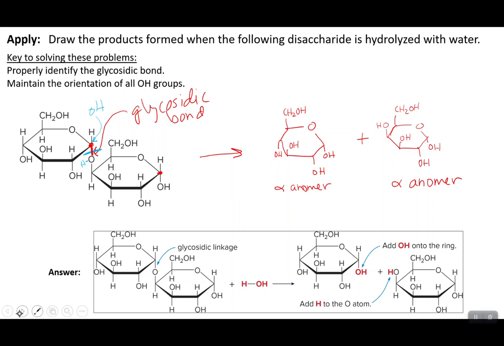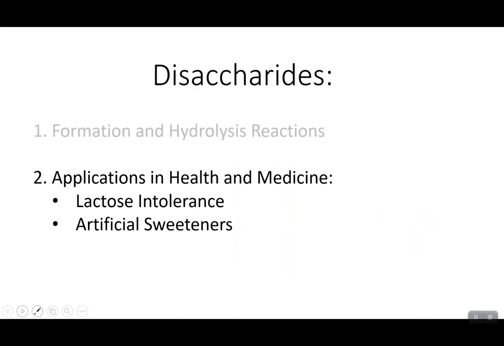Okay, so that is the formation and the hydrolysis reactions of disaccharides. You just replace the OH on your anomeric carbon in the first monosaccharide with the oxygen of a hydroxyl group of your second monosaccharide. Okay, so now let's look at some applications of this knowledge. Let's look a little more closely into what lactose intolerance really is, and artificial sweeteners.